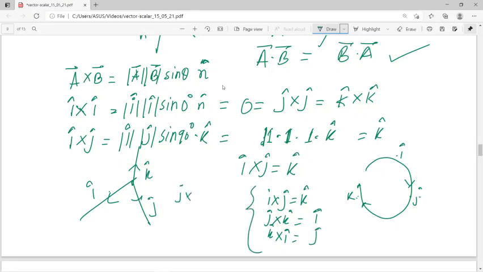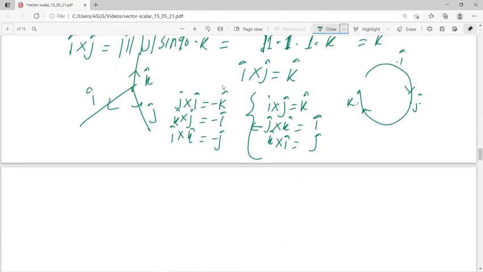And if we do J cap cross I cap, that will give you minus K cap. If we do K cap cross J cap, we are just reversing the order, so the result is minus I cap. If we do I cap cross K cap, the result is minus J cap. But this will not occur when we are dealing with the dot product.